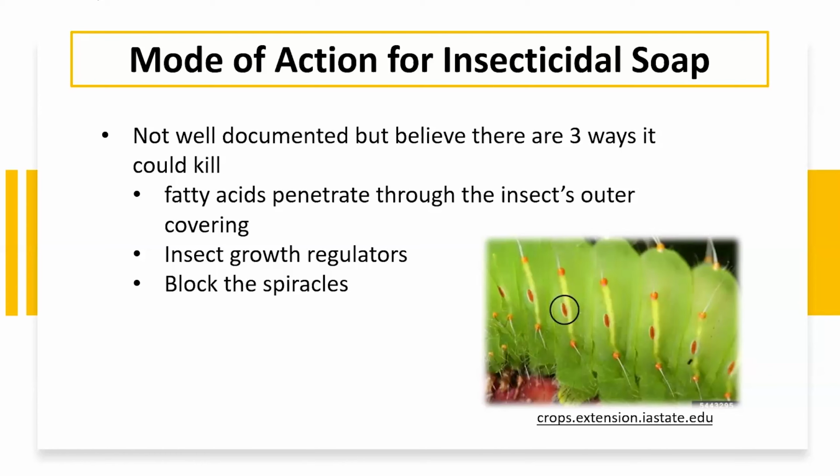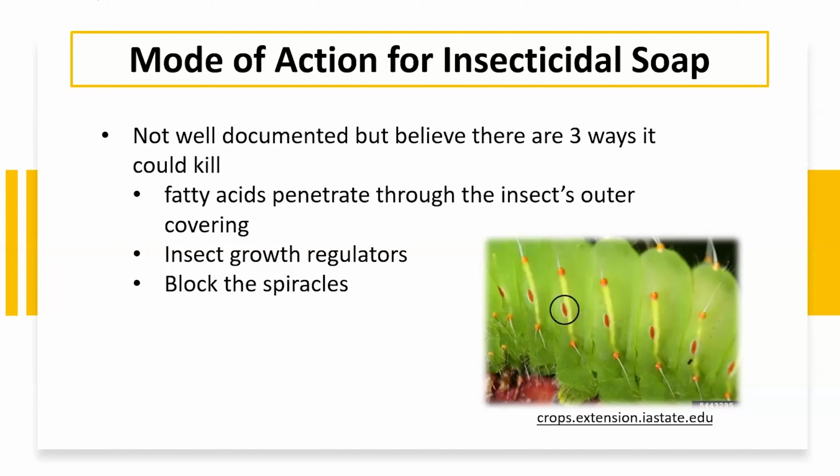They also think that it could be that it blocks the spiracles of an insect. So here we see a larva, an insect larva, and the circles here, if you look at all of those, are called spiracles. Spiracles are actually how an insect is going to breathe, because it doesn't have a nose on its face like humans do, but this is how an insect will breathe.